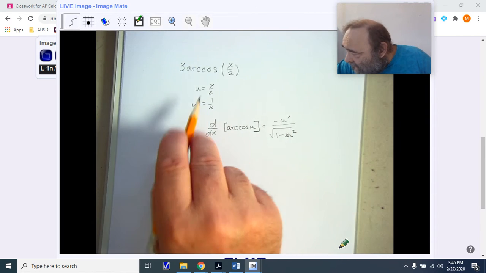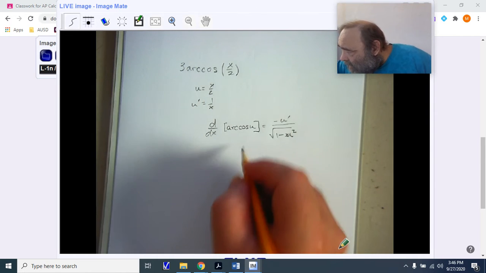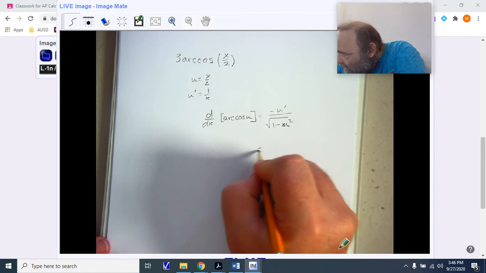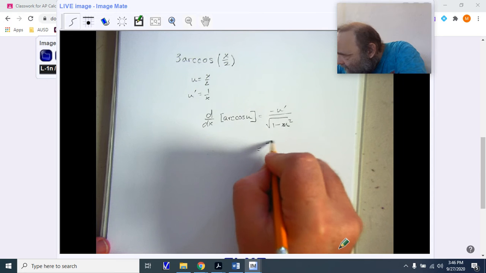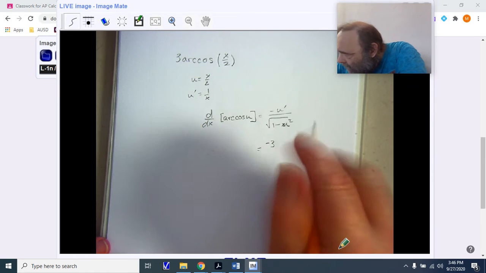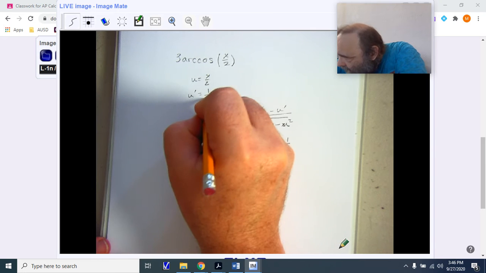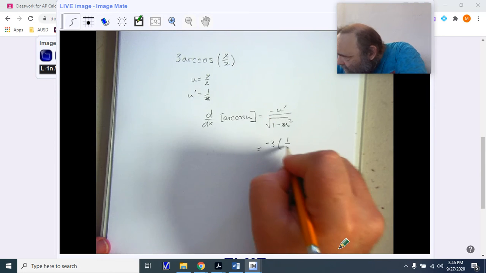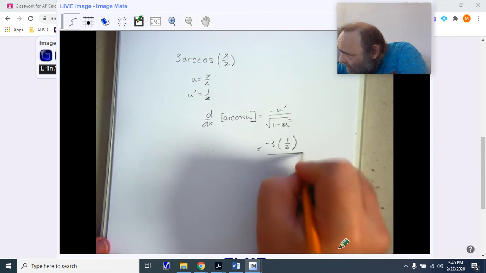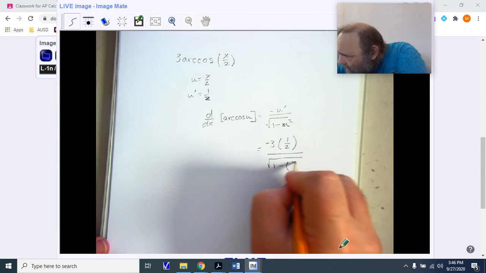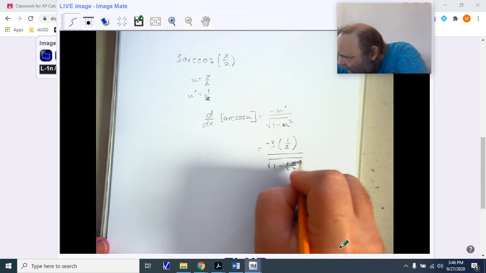So if I have the u over 2, I'm going to use the direct substitution method first. And this is going to give me the negative 3 for the coefficient that's out in front, times the derivative, and that should have been 1/2, divided by the square root of 1 minus x over 2, the quantity squared.